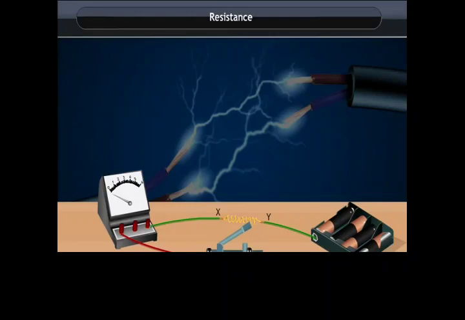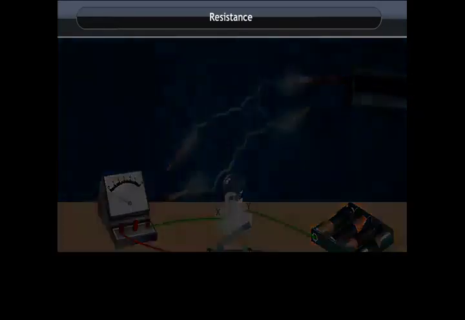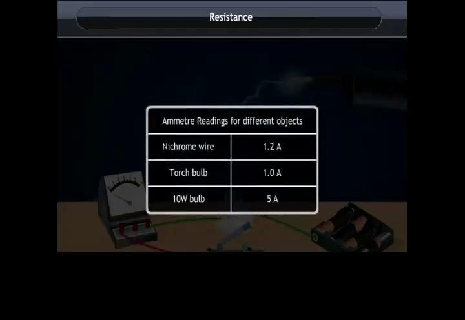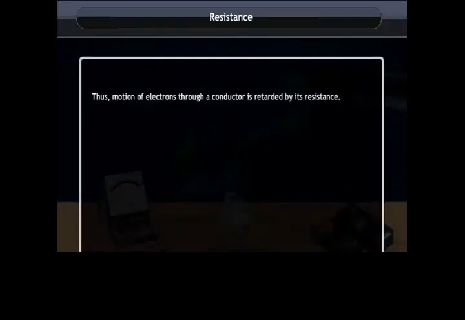Replace the nichrome wire with the torch bulb in the circuit and find the current through it by measuring the reading of the ammeter. Now repeat the above step with the 10-watt bulb in the gap XY. Are the ammeter readings different for different components connected in the gap XY? What do the above observations indicate? Yes. Thus, the motion of electrons through a conductor is retarded by its resistance.